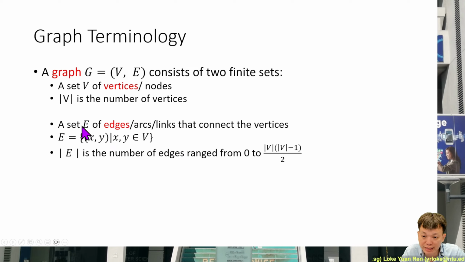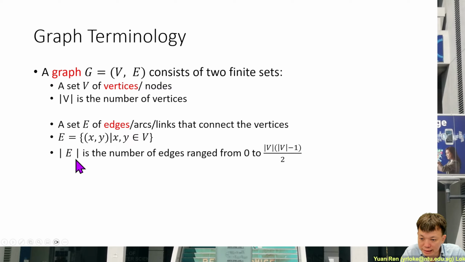Same thing, if E represents the set of edges, some books may call it edge, some books call it link. Just like vertex can be called nodes, depending on the application and the problem. They may be named slightly differently, but actually they are talking about the same thing about the graph. So an edge is like those links or arcs that connect the vertices. If this E connects X and Y, then X and Y are in V, the set of vertices, they are vertices in V, and E is the edge.